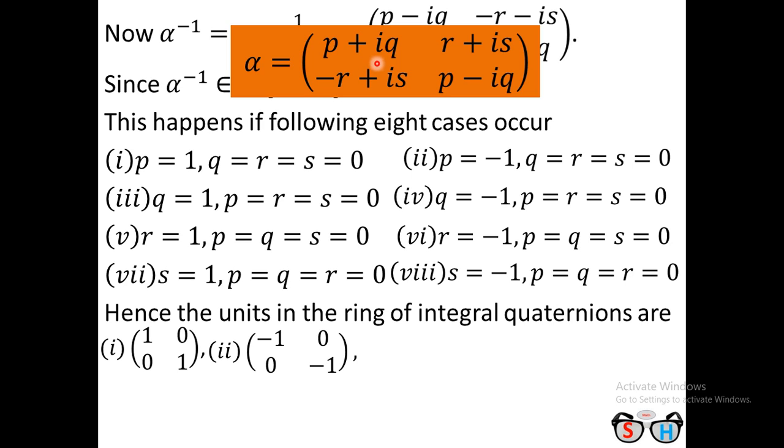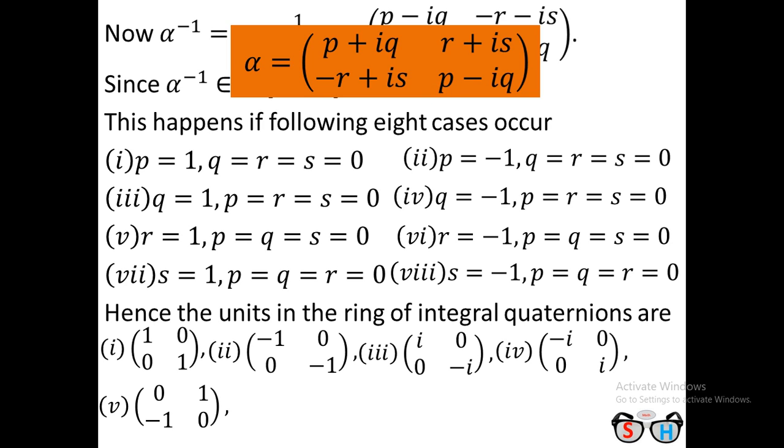If you take q equal to 1, the result will have plus i here, and since there are no p, these are 0. Here q equal to 1, p equal to 0, and this is minus i. As a result, we get i 0, 0 minus i. If you take q equal to minus 1, the result will be minus i 0, 0 i. If you take r equal to 1 and the remaining are 0, then what happens? Then this is 0, here this is 1, here this is minus 1, and here 0. So the result is 0 1, minus 1 0. If you take r equal to minus 1, the result will be 0 minus 1, 1 0.